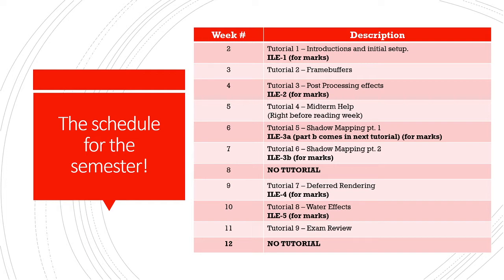Actually, reading week happens between 5 and 6. The way Tom made the syllabus, he just skipped counting reading week as a week. So if you look at the syllabus, it goes from 6 and then jumps over a full week and counts the week after reading week as week 7. I went with the same format for the tutorial schedule just to make sure that everything's consistent. But the midterm help session is right before reading week, and then shadow mapping part 1 is right after reading week.